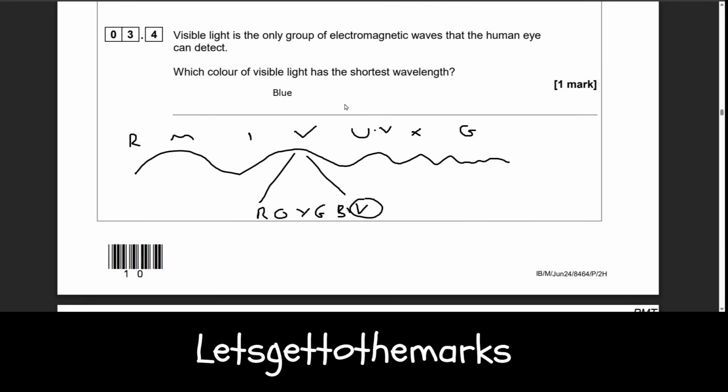Give yourself a pat on the back if you got it right. Sorry, violet. Oh my days. Give yourself a punch in the face if you got blue, and give yourself a pat on the back if you got violet. Nice.